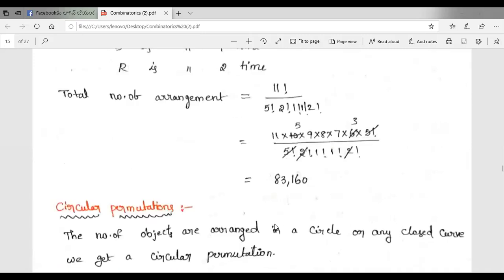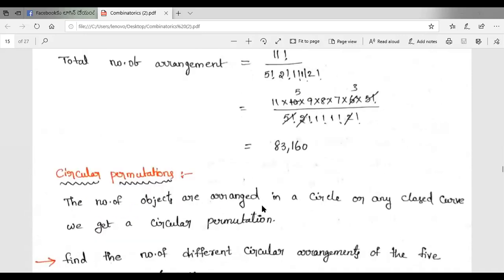Next definition, circular permutations. When a number of objects are arranged in a circle or any closed curve, we get a circular permutation. The given objects arranged in a circular form is called a circular permutation.